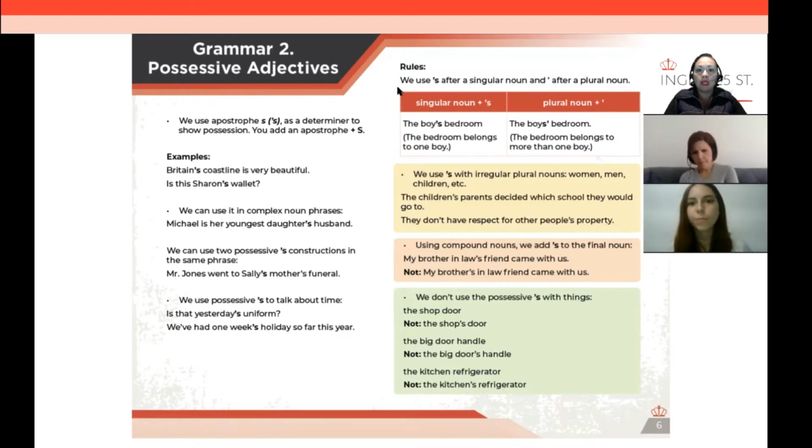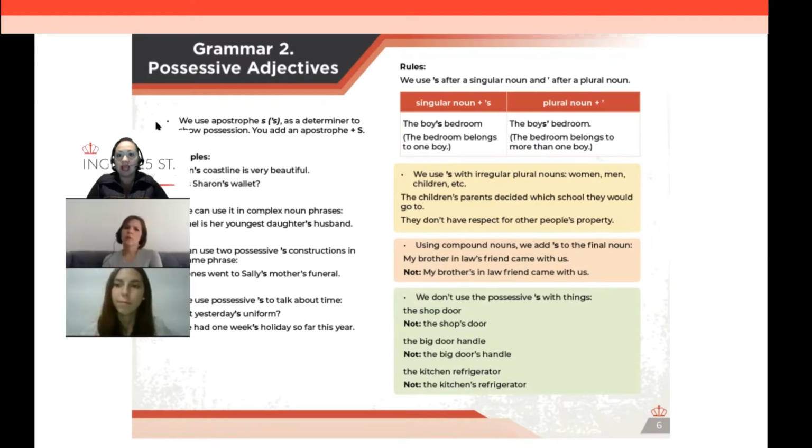Okay, so we have another rule. It says we use apostrophe s after a singular noun and apostrophe after a plural noun. Can you please, Maria, read the singular nouns, these examples? Yes, for singular nouns, the boy's bedroom, the bedroom belongs to one boy. Exactly. And the next example in plural, Tania? Yes, the boys' bedroom, the bedroom belongs to more than one boy.